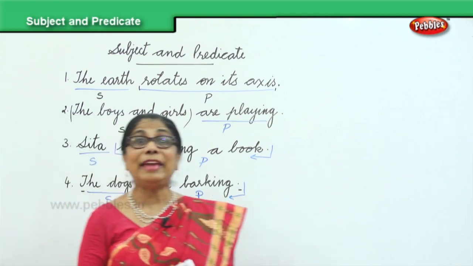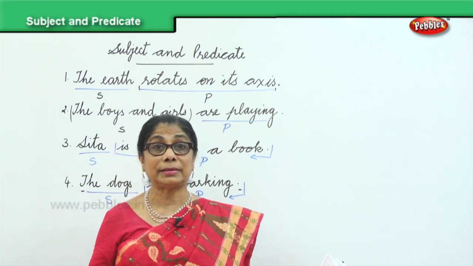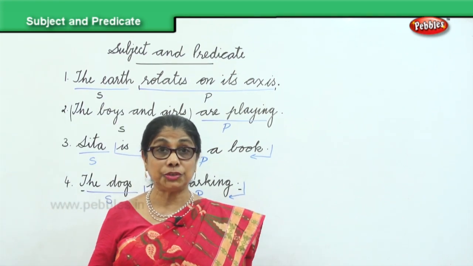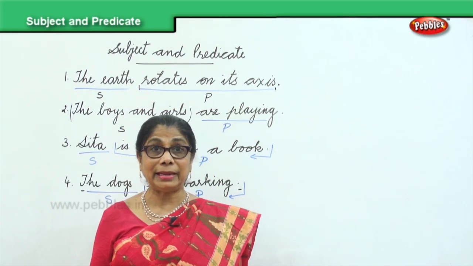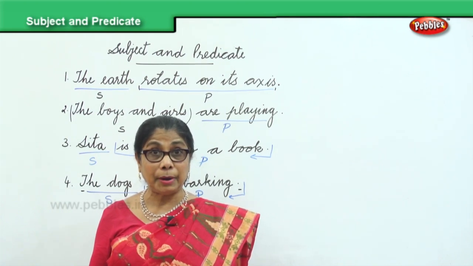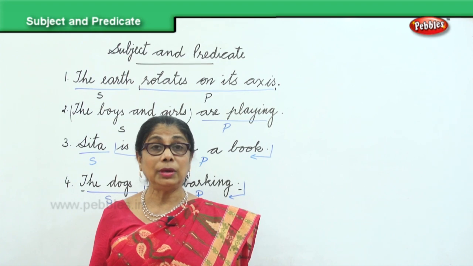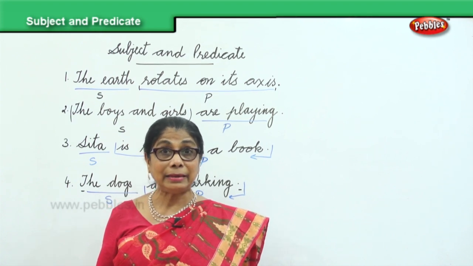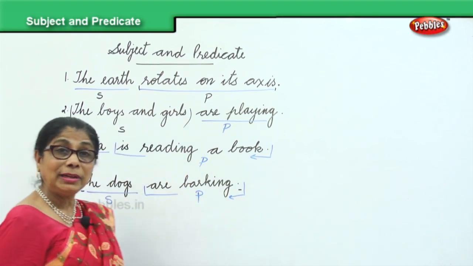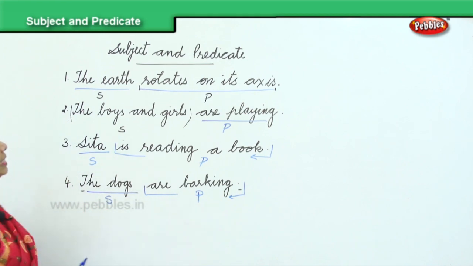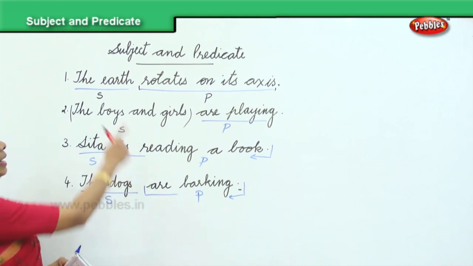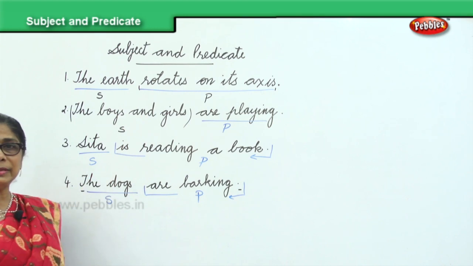As I told you, every sentence has two parts. It should have a subject, and it should have a predicate. They must say something about the subject. Now, the sentence begins with a capital letter and ends with the full stop. Look at these four sentences and let us look at the subject and the predicate. The earth rotates on its axis.